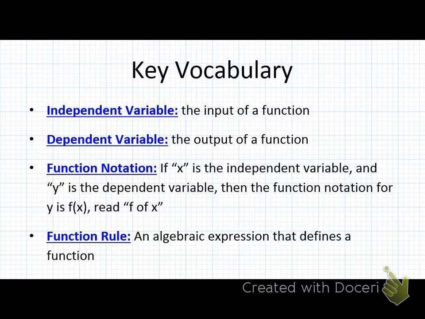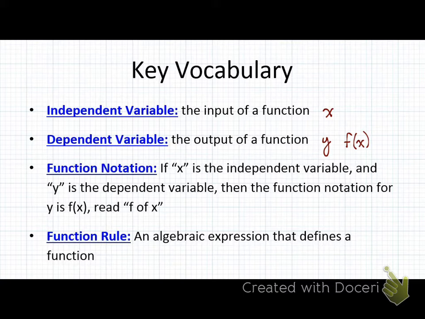We have independent variable. The independent variable is the input of a function, and usually we call this x, or whatever variable it is. The dependent variable is the output of the function. We usually call this y. The y depends on what x is doing. So if x changes, it always changes y. Another way we call y is f of x. We've talked about that, which is the function notation.